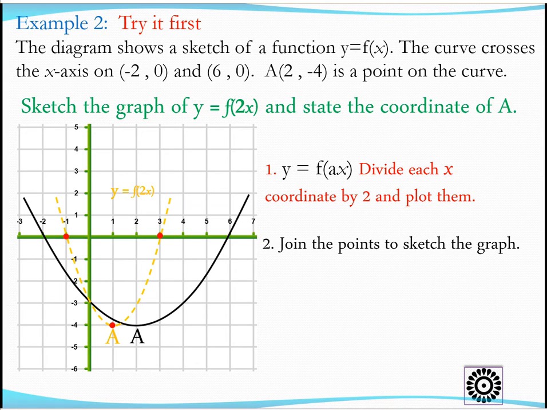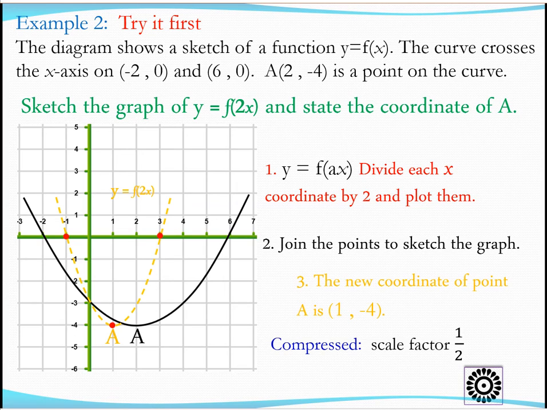Here is also compressed because we are dividing by 2. Now what happened to the coordinate of a? We said it is 1, negative 4. Let's see why. Because we are going to divide only the x by 2. So here, if we divide 2 by 2, that will give you 1 exactly, and the y coordinate doesn't change. So here is compressed, scale factor half. That means it's been reduced because we're dividing everything by 2. X coordinates, sorry.